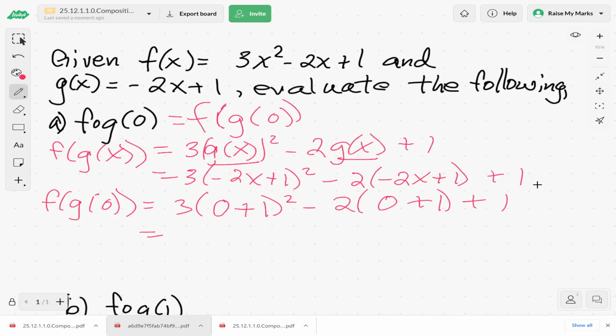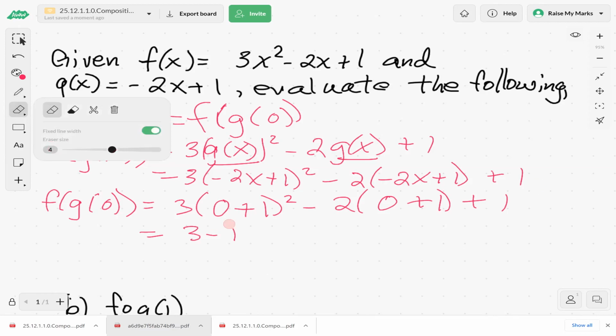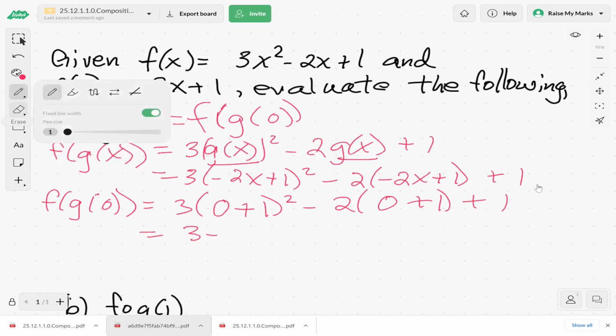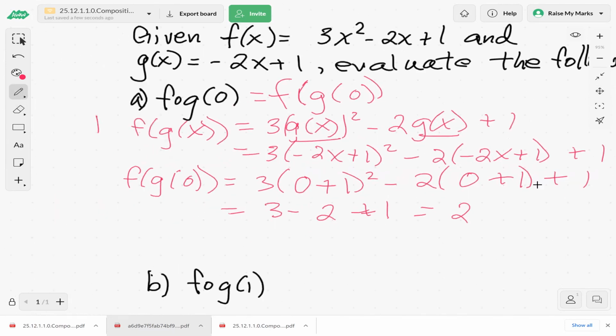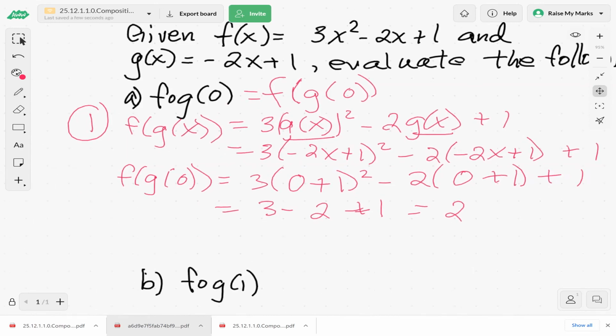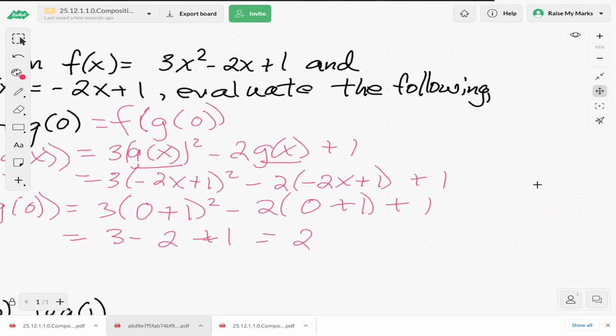And what do we get? We get 3 times 1 squared is 1, minus 2 times 1, which is 2, plus 1. So that equals 2. So that's one way of doing it. This first way was finding the composition of the two functions and evaluating at x equals 0. So let's do the second way.